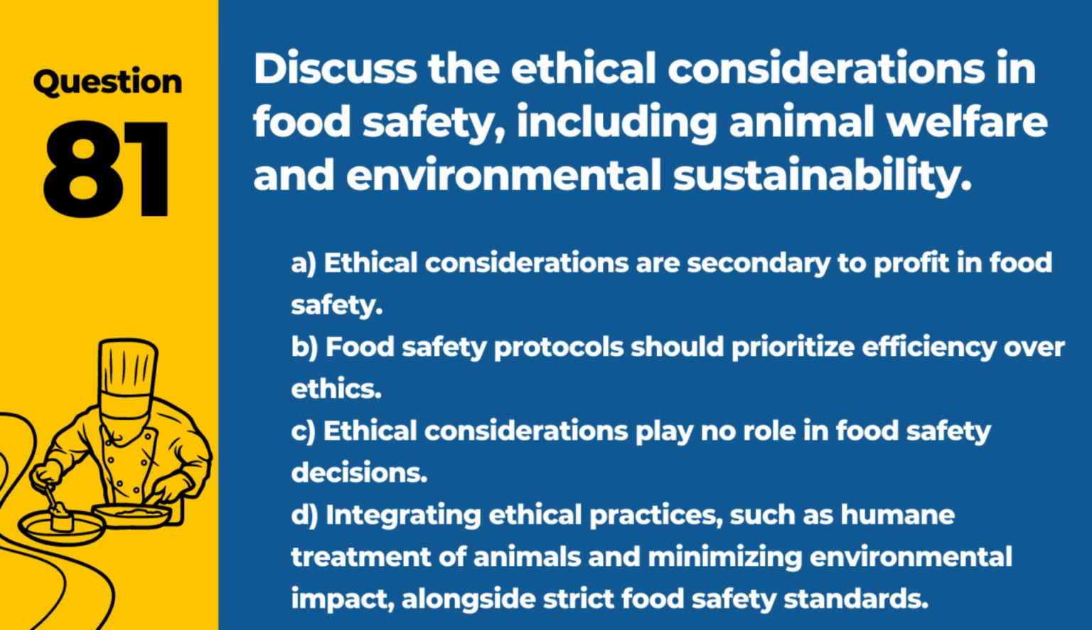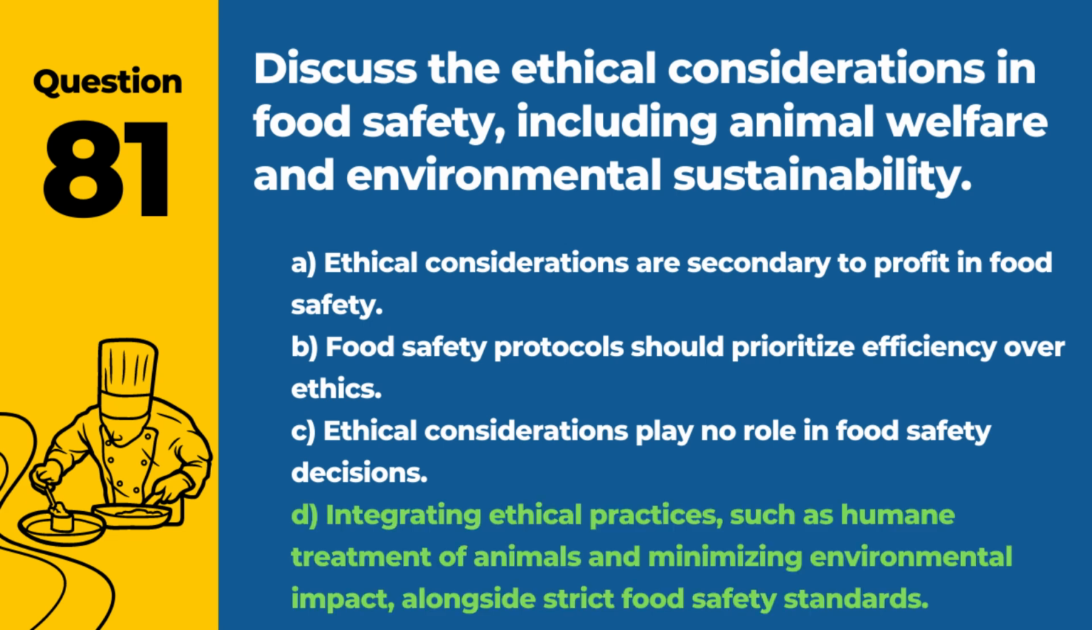A. Ethical considerations are secondary to profit in food safety. B. Food safety protocols should prioritize efficiency over ethics. C. Ethical considerations play no role in food safety decisions. D. Integrating ethical practices such as humane treatment of animals and minimizing environmental impact alongside strict food safety standards.